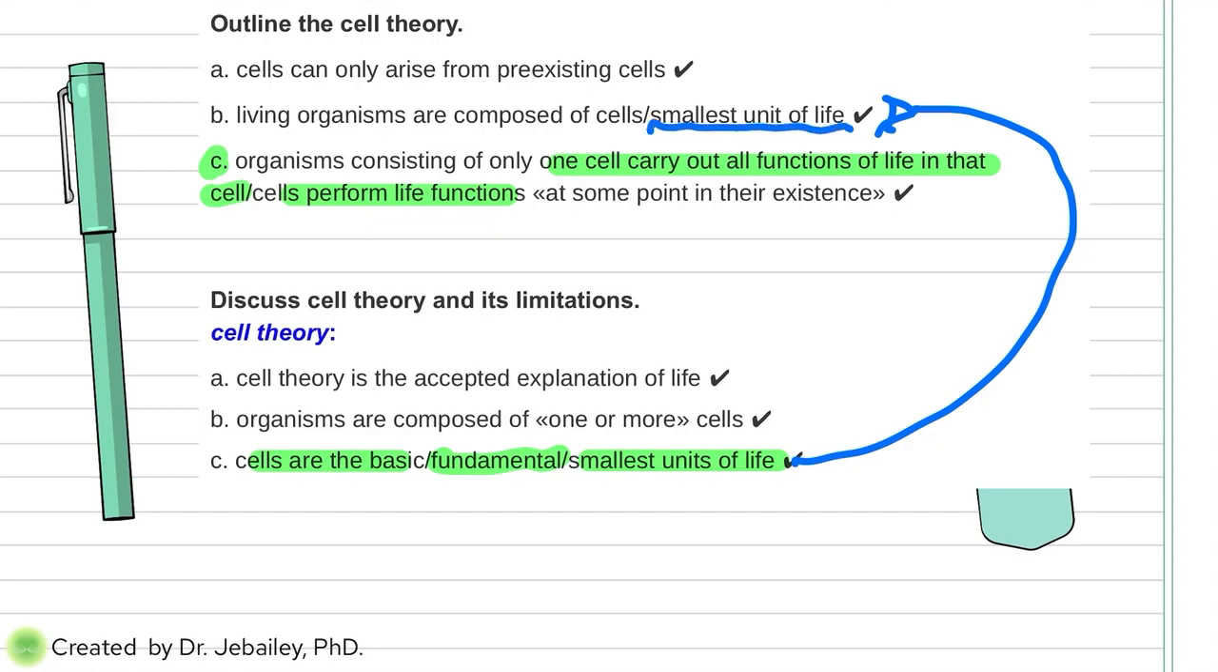While the outline here is talking about how, and let me erase this to be more clear again, organisms consist of only one cell carrying out all the functions of life. Basically, they're saying that one cell does everything: metabolism, homeostasis, nutrition, excretion. Now, that means every cell should be doing all of that.